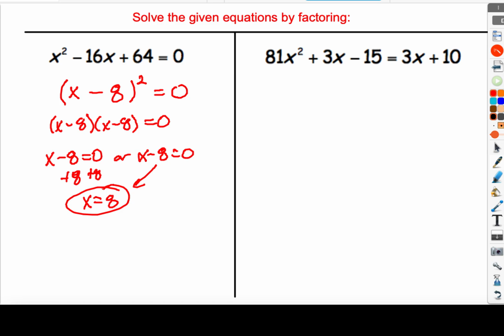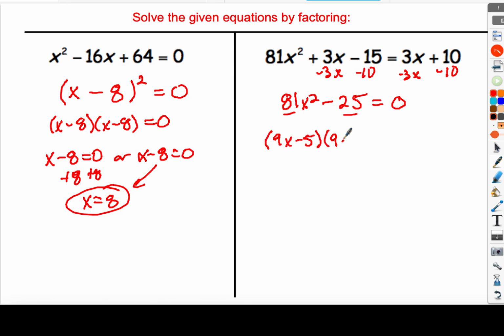Over here at the right, we're not equal to 0 yet. So what I'm going to go ahead and first do is subtract 3x. Then I'm going to subtract 10 as well. We're going to have 81x squared. The x terms are gone, so minus 25. Well, hey, I see an 81 and a 25. That makes me think perfect squares. And on the right, I'll have 0, which means now I think that's going to be a 9. And I think I'll also need a 5.